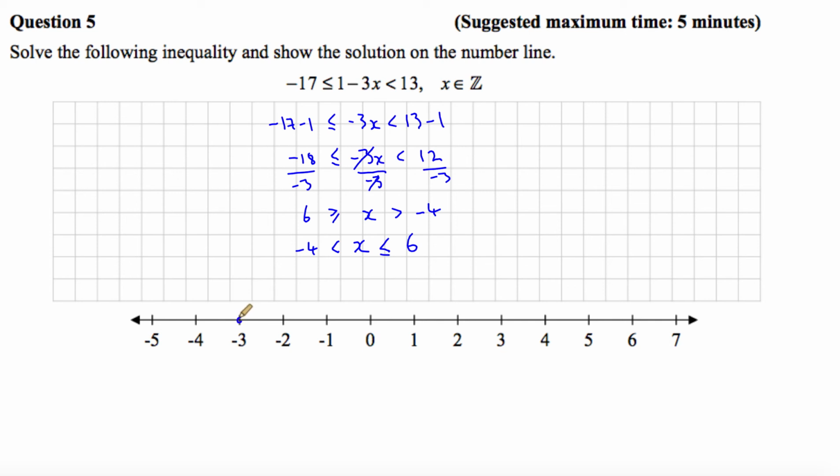So the first value is minus 3, and then all the whole number values from minus 3 all the way up to and including the number 6, because it says that x is less than or equal to 6. So we include 4, 5, and 6. So 6 is included because of this less than or equal to sign, but minus 4 is not included because of the less than sign. And that's the end of question 5.